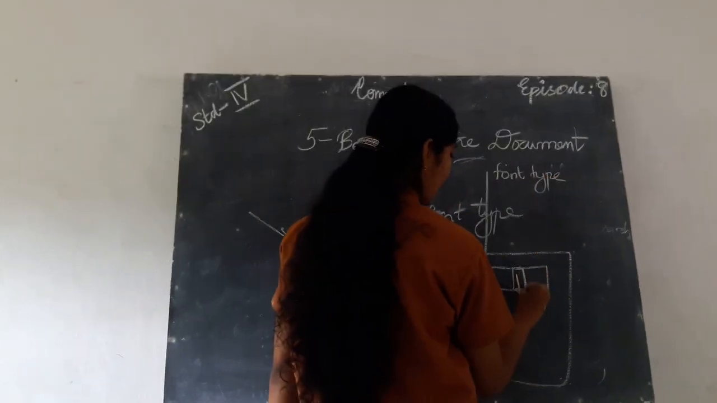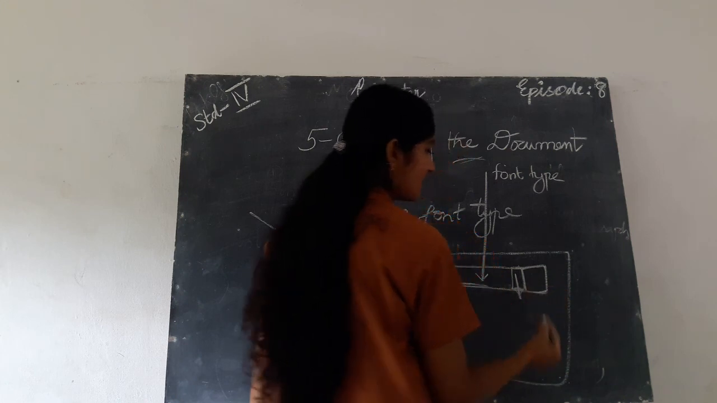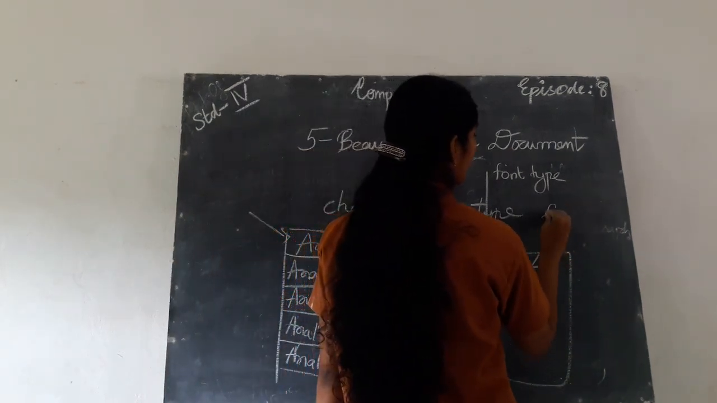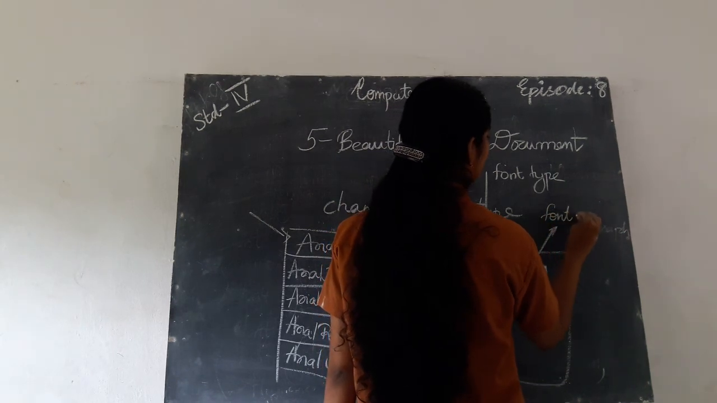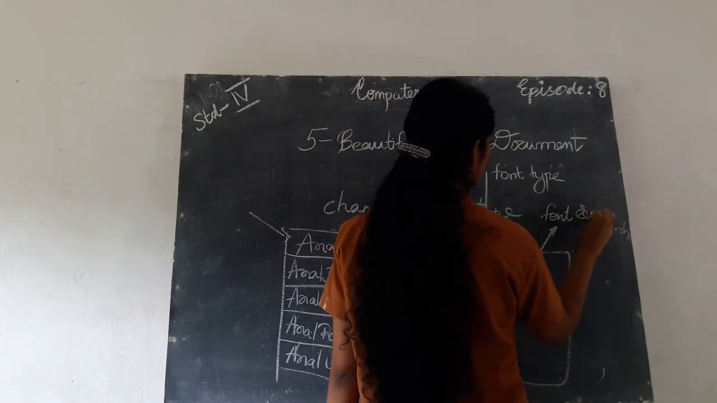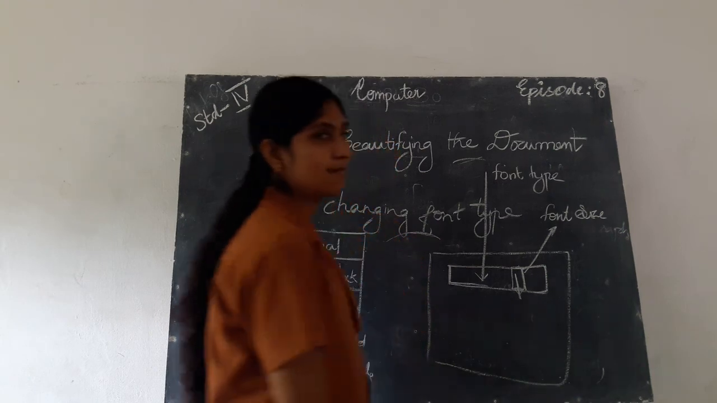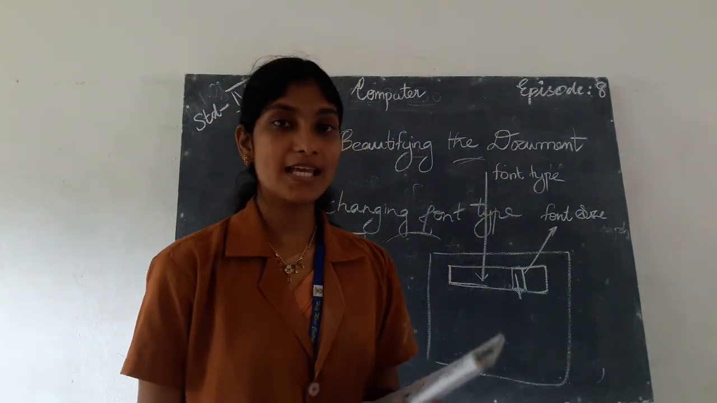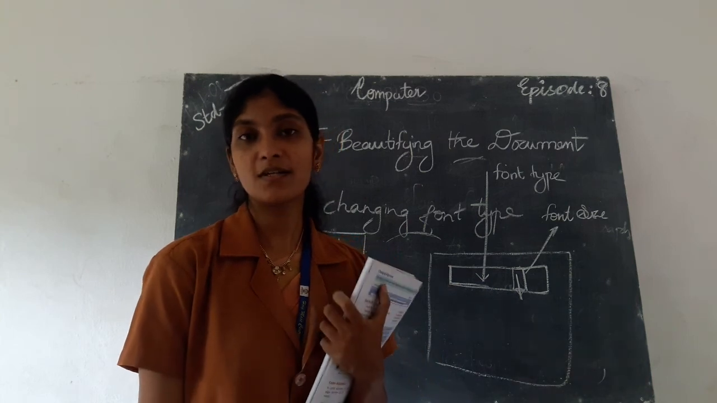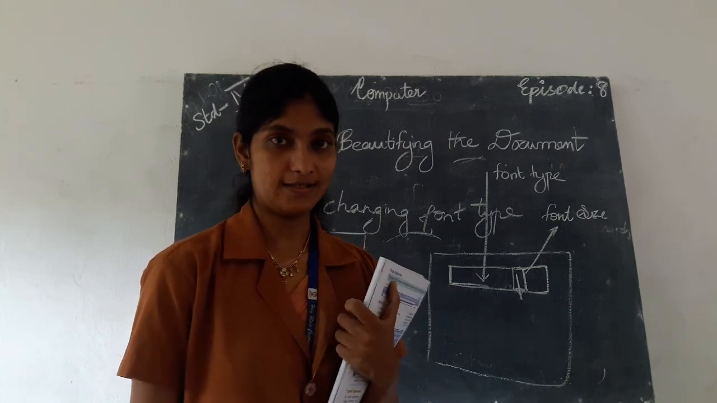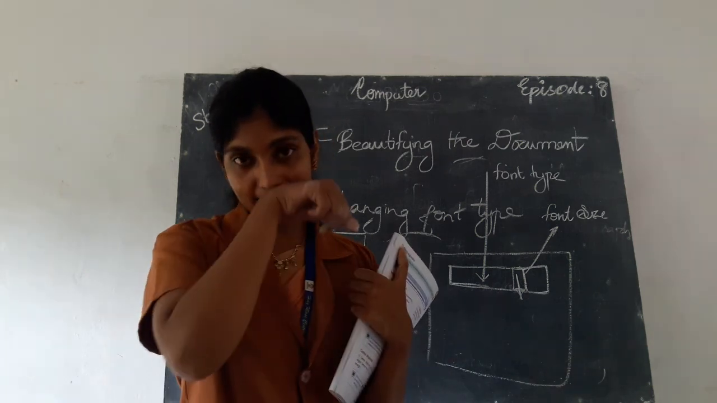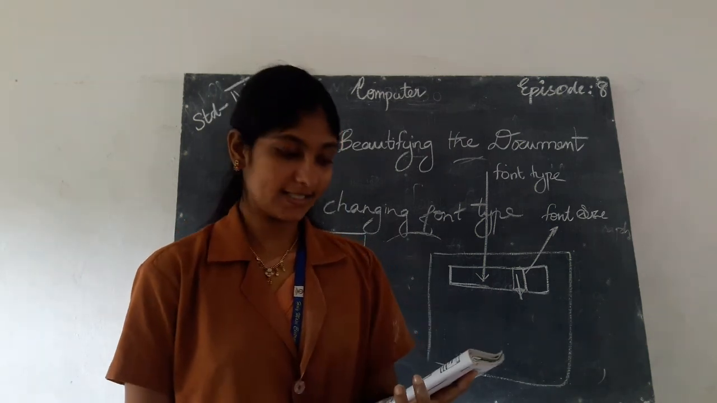Then there is a small box which contains the numbers, that is font size. Font size means we can set a particular size for each of the text. We can apply some sizes to the selected text.